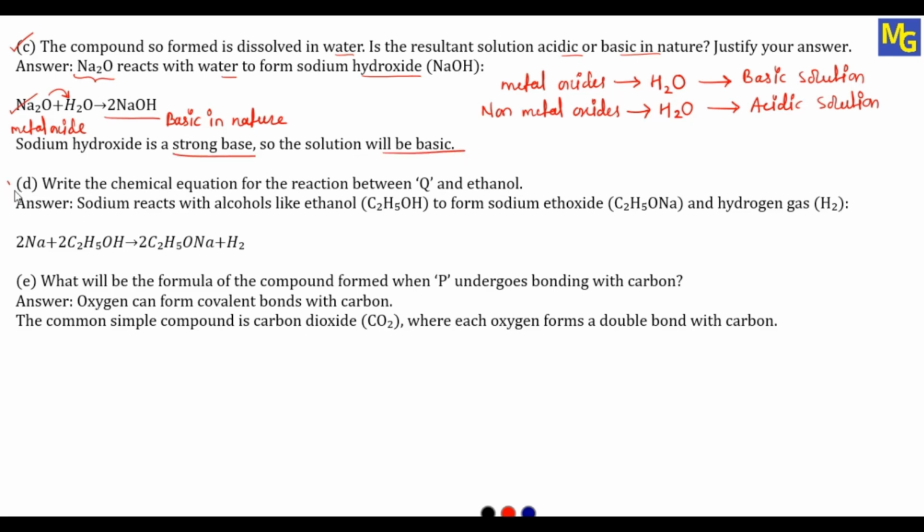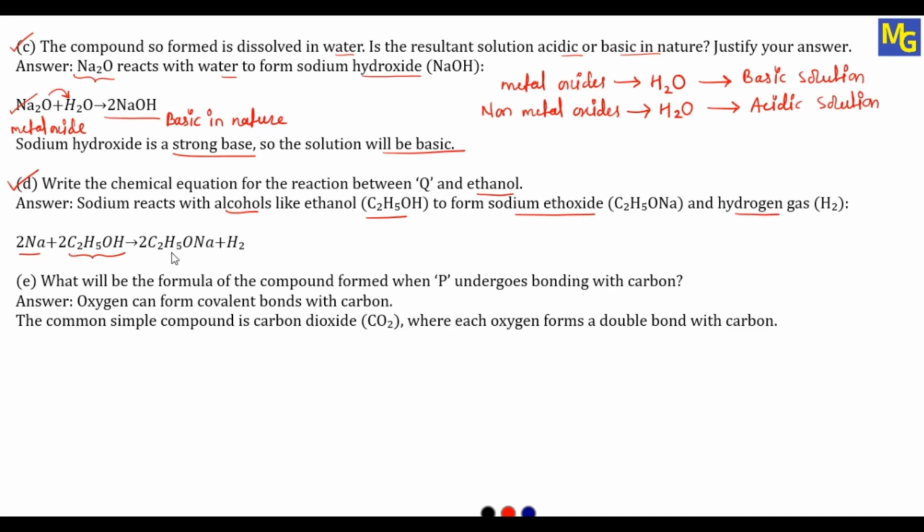Now the next one, question D. Write the chemical equation for the reaction between Q and ethanol. So what is Q? Q is nothing but our sodium. What is ethanol? Ethanol is the alcohol which has two carbons and the formula is C2H5OH. When sodium reacts with an alcohol like ethanol, it forms sodium ethoxide and hydrogen gas is liberated.